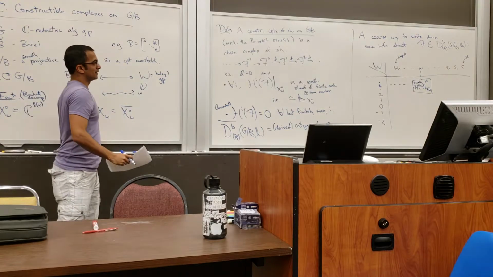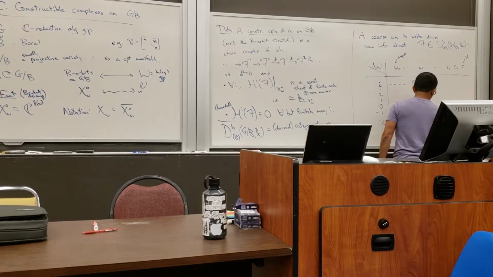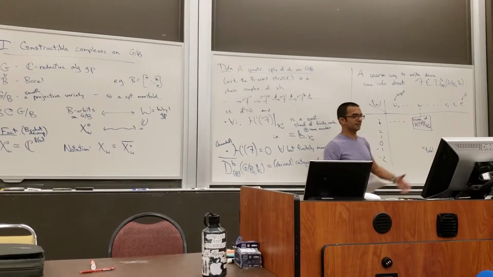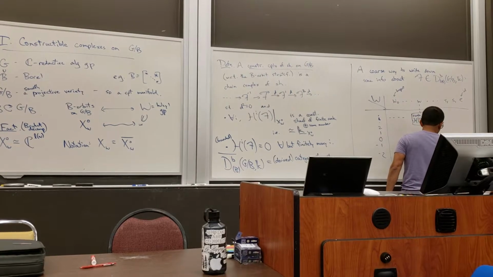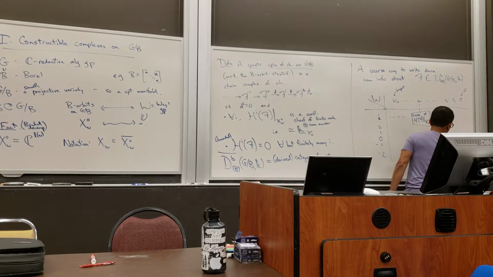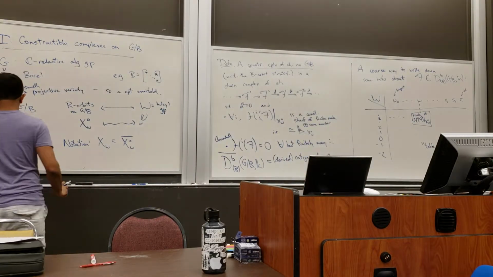Okay. And this kind of thing, you get it: if you fill out this whole table, you get a table of integers. And I'm going to call this the table of stalks. Okay, so.